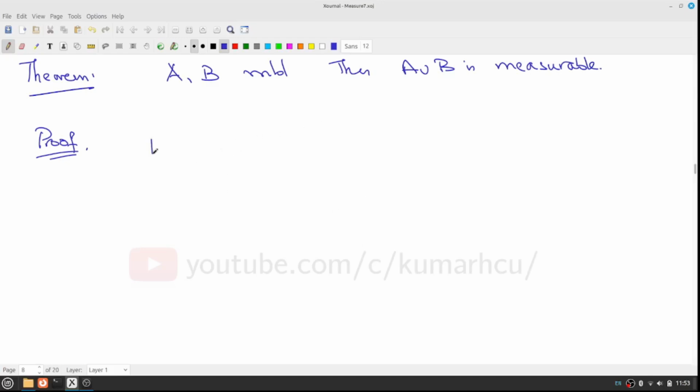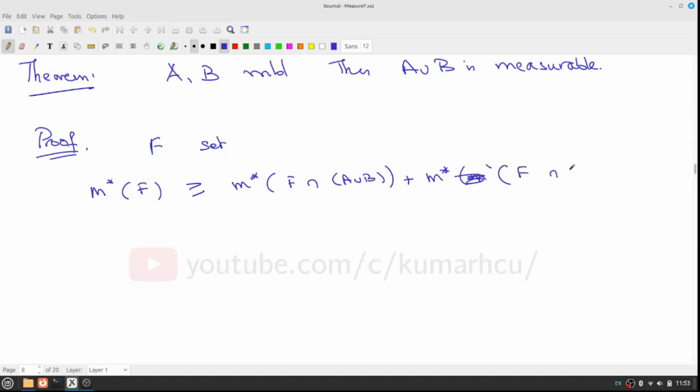So let F be any test set. Then what do I have to prove? I have to prove that m star of F is greater than or equal to m star of F intersection (A union B) plus m star of F intersection (A union B) complement.